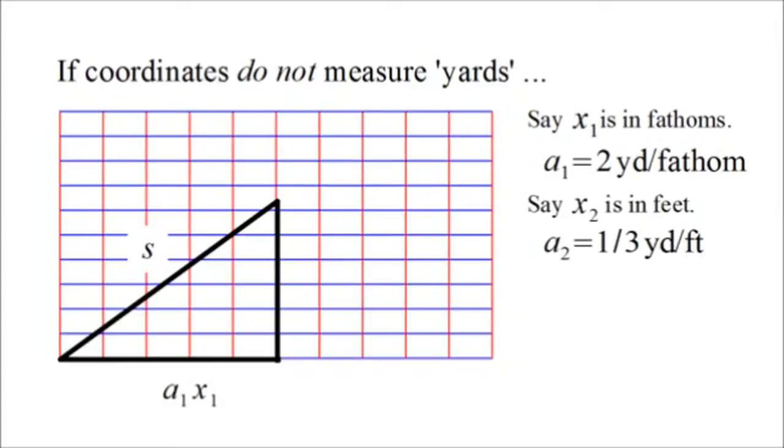And suppose the other coordinate x2 is measured in feet, then we'll need a scale factor a2 is equal to 1/3 yard per foot. And a coordinate change Δx2 will correspond to a distance a2 Δx2 yards.